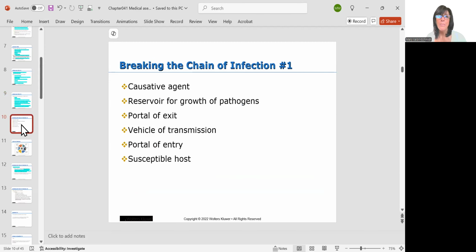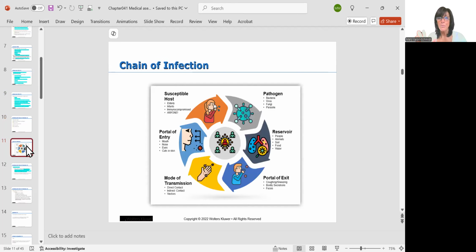You want to break the chain of infection. I'd rather use the picture. So this is a representation of what the chain of infection looks like. So how does it start? Well, there's got to be a pathogen, a bacteria, a virus, a fungus, something that has the potential to make you sick. And then the pathogen has to have some place to live.